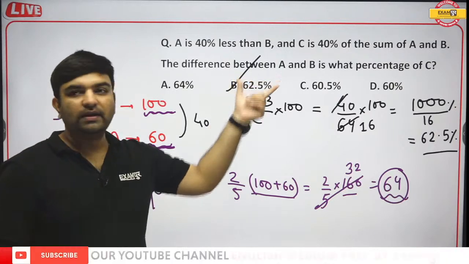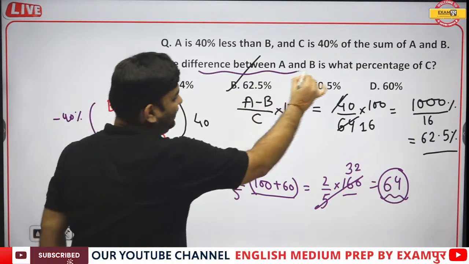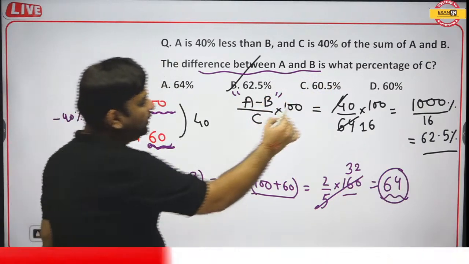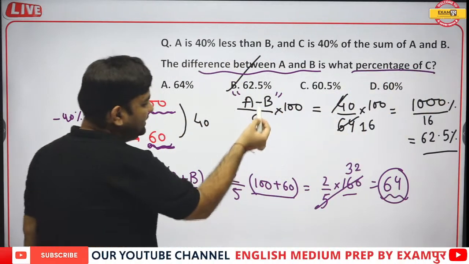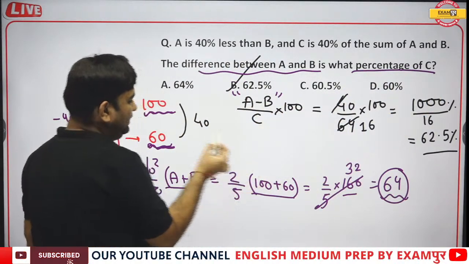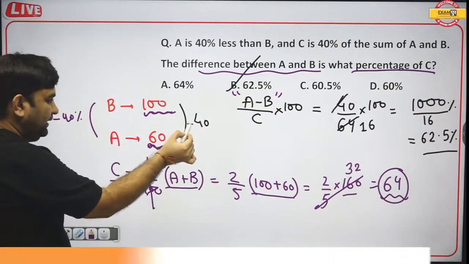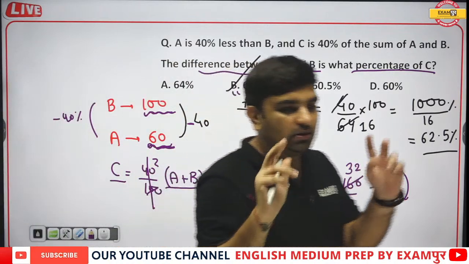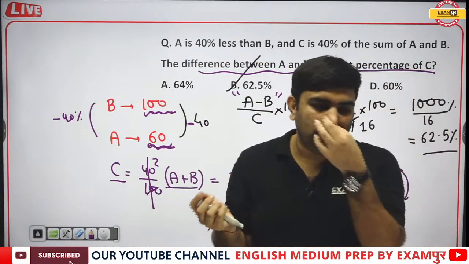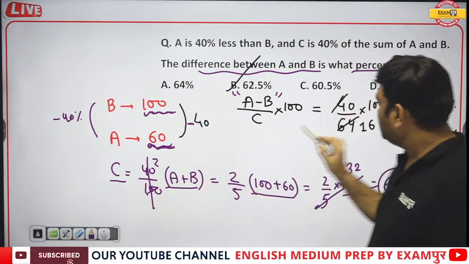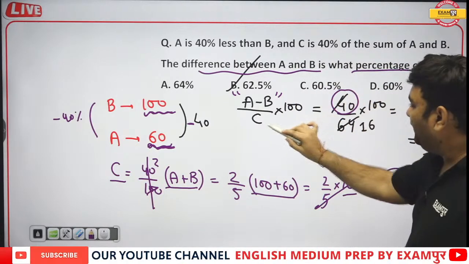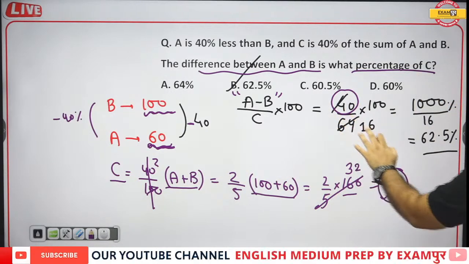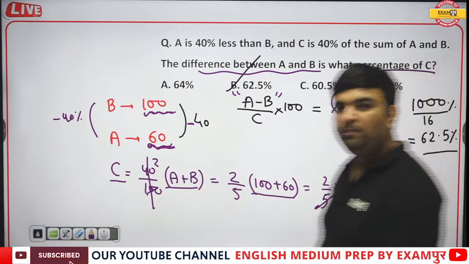They are asking the difference between A and B is what percentage of C? The difference between A and B is 40. Sign is not important because they are asking the difference, absolute. Anyone can be greater, anyone can be shorter. So 40 is the difference and value of C is 64. Simplify by 4. 1000 by 16, 62.5% is the answer.